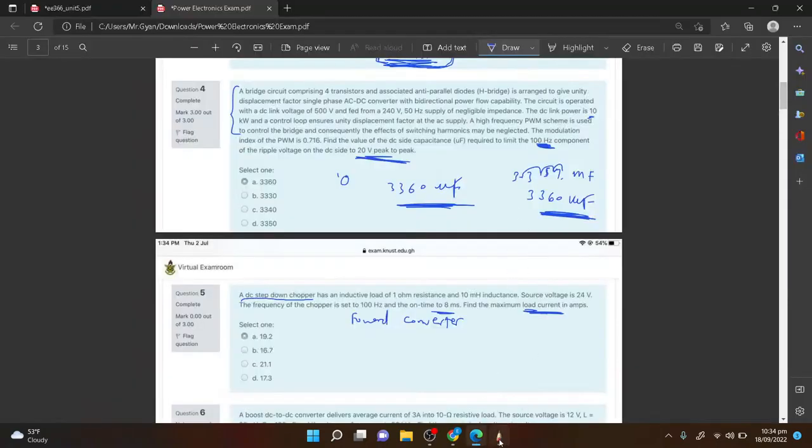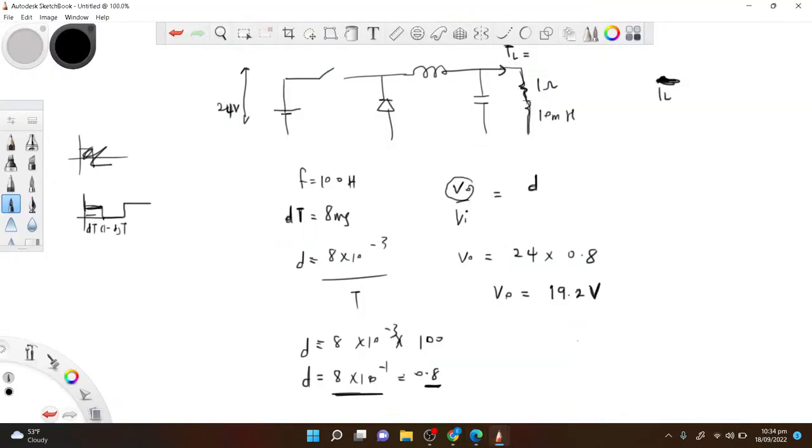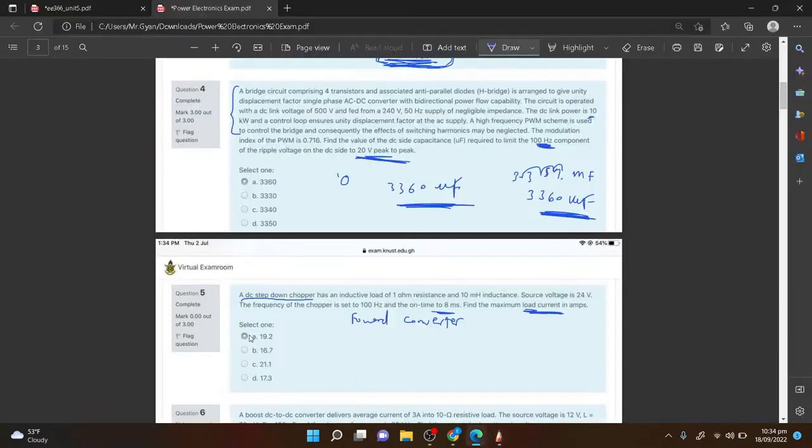So they said that the output is made up of what? A resistor and an inductor, right? But in the steady state, the voltage across the inductor is equal to 0. So this V out is seen across the resistor here. So I can use that to find my load current. The output current is given by V over R. So my V is 19.2, R is 1. So the answer is 19.2.